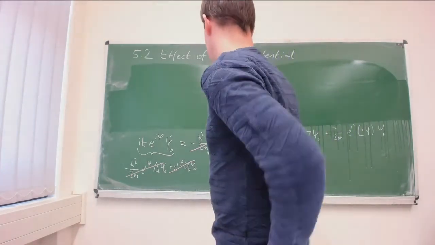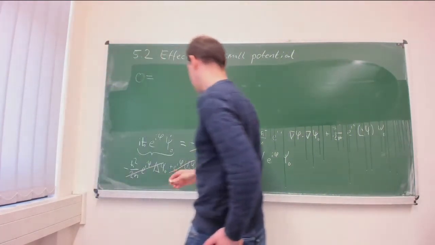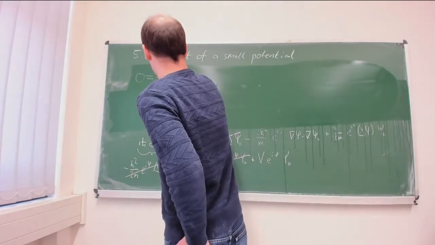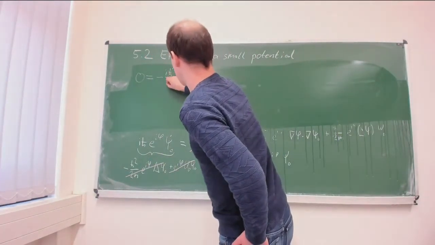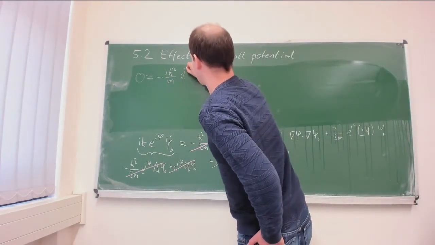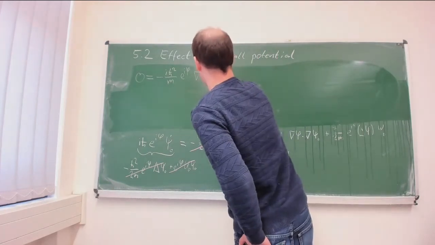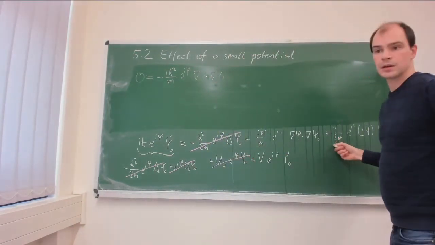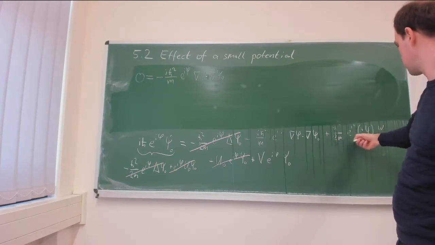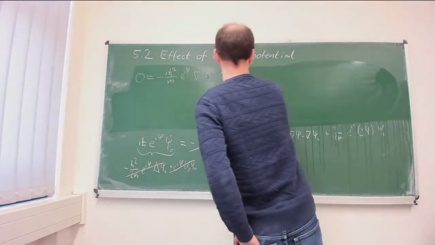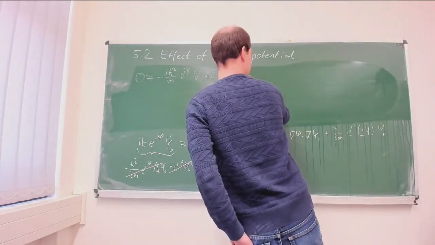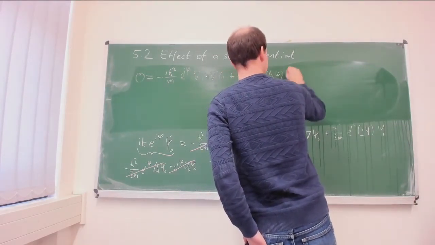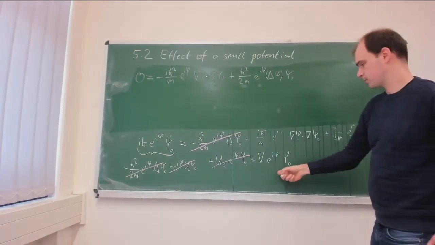So now what we get from this is we have 0 on the left-hand side, and we are left with minus i ħ² divided by m e^(iφ) nabla φ dot nabla ψ0 plus this term ħ² divided by 2m e^(iφ) Laplace φ ψ0 plus the potential term here.